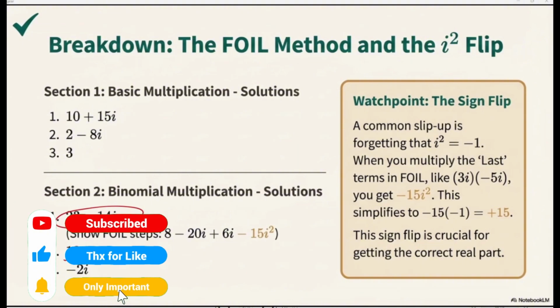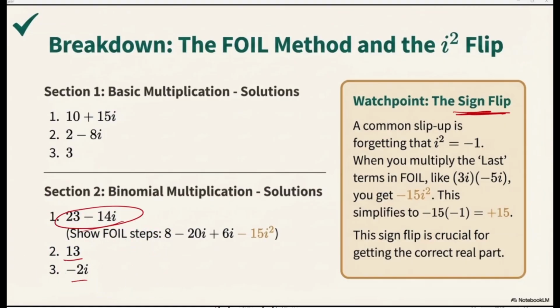So again, a very important part is about the sign flip. A common slip up is that you are going to forget i squared is actually negative 1. I saw it millions of times, so please be careful. When you multiply the last terms, especially in FOIL, 3i times negative 5i. The very common mistake is that when you have your final multiplication, you just leave it the way it is and say, oh, this is i squared, I cannot do anything more. But the story is another thing. Why? Because i squared is actually negative 1, which itself is a real number.